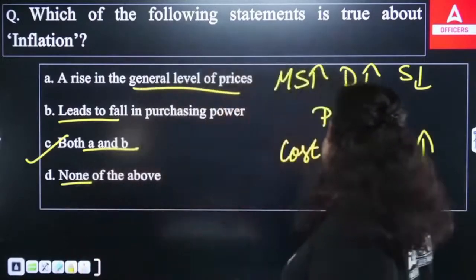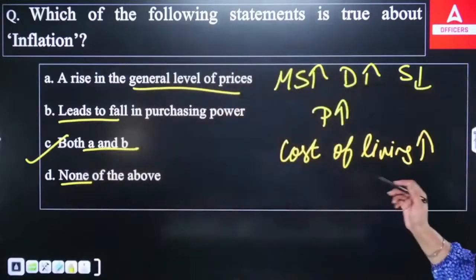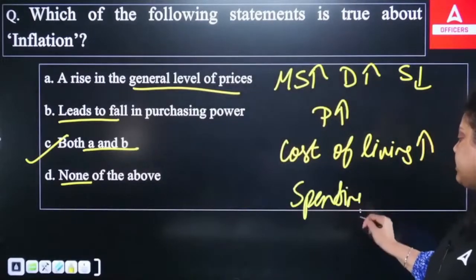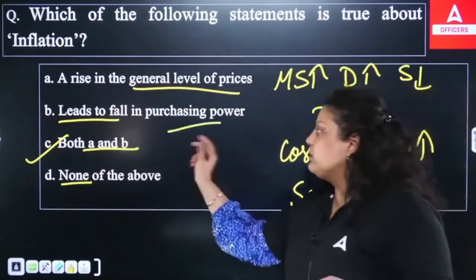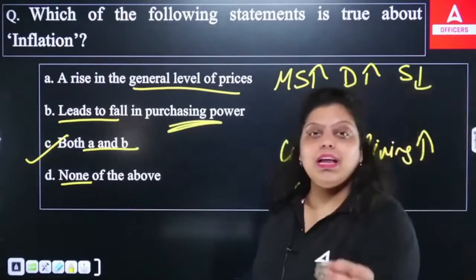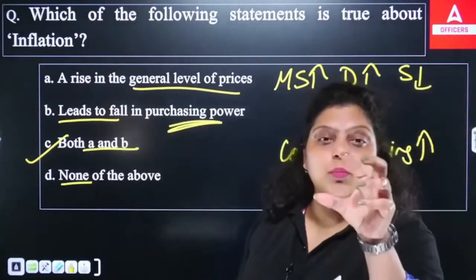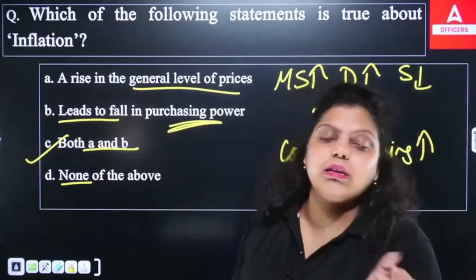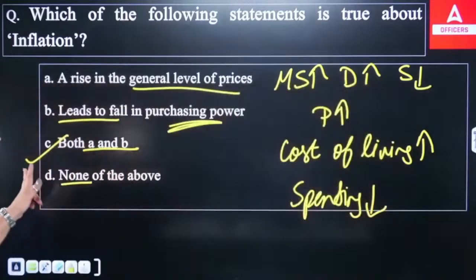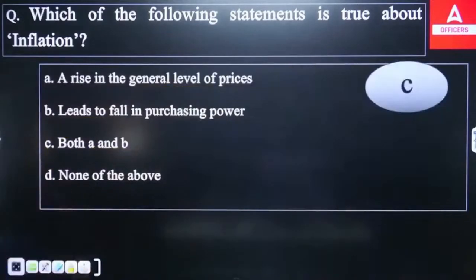It will increase. And when the cost of living increases, you somehow have to decrease your spending, and that will lead to a fall in the purchasing power. Similarly, the money value reduces because the money will be able to purchase fewer goods and services compared to earlier. So the purchasing power of people and the purchasing power of money both will decrease. So the right answer will be option C, sorry. Okay, the right answer is C.